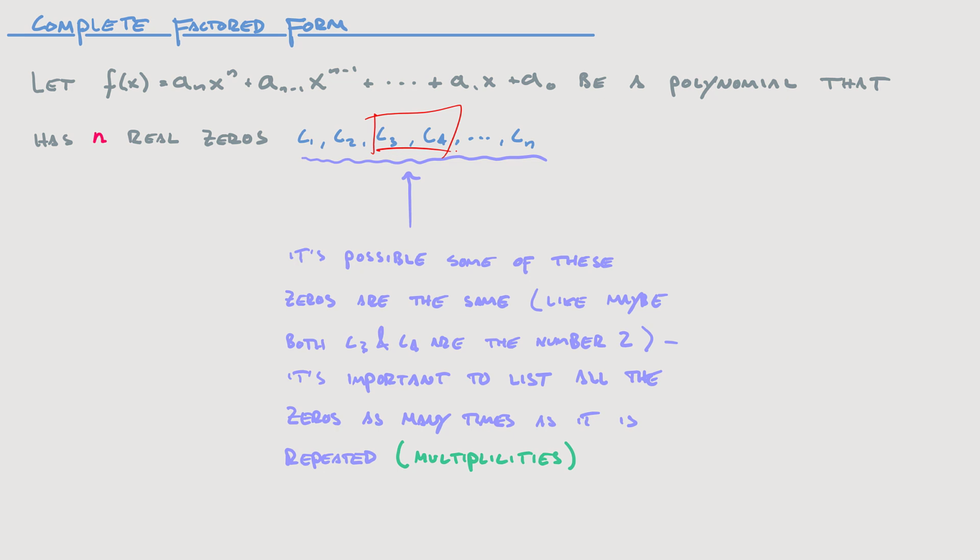But you want to list, in fact, you have to list anytime a 0 is repeated as many times as it is repeated. So if 2 was a repeated 0, you'd have to list it in the list of zeros twice for complete factored form to actually make sense and actually be the factored form of f of x. These types of zeros that repeat are actually called multiplicities, which I have a video on. You should go watch it. I have a video on multiplicities.